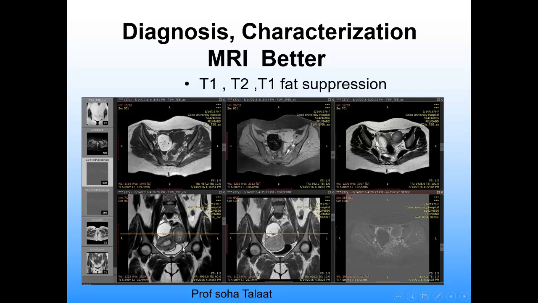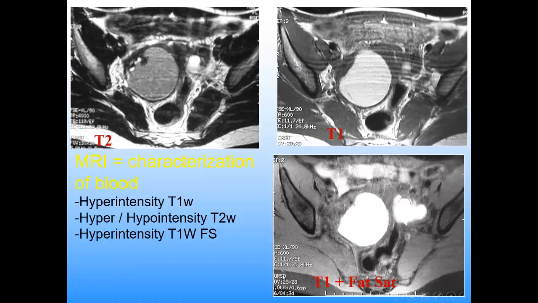This is the normal uterus, normal zonal anatomy, there is no problem. Again, this is a case of endometrioma. We have here the endometrioma is bright signal on T1 and shading effect on T2, and then it is not suppressed on fat suppression, so this is blood.